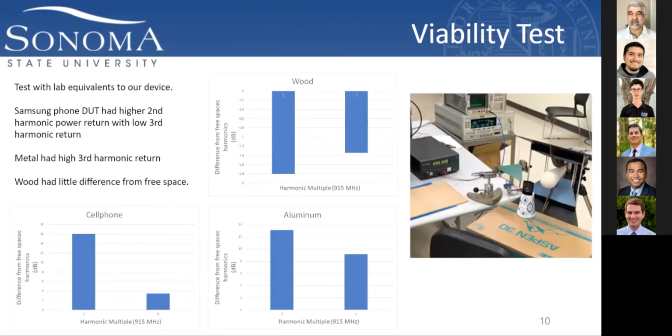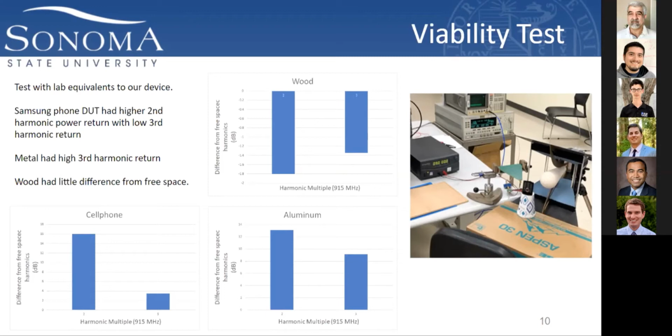In order to confirm the feasibility of our application, we ran preliminary tests using test equipment that would emulate the components within our own system. We conducted the test with a cell phone, a sheet of plywood, and a sheet of aluminum and recorded the measured power levels of the reflected harmonics. The graphs represent the measured harmonic power levels of our test materials relative to the open space measurement.